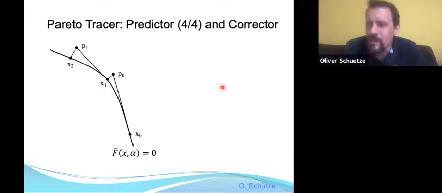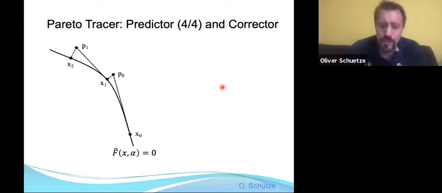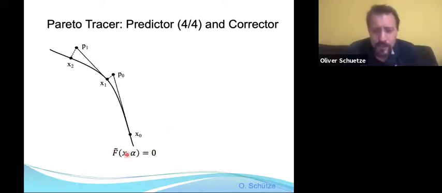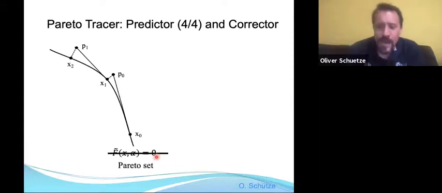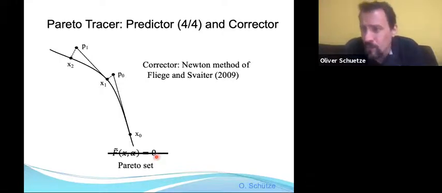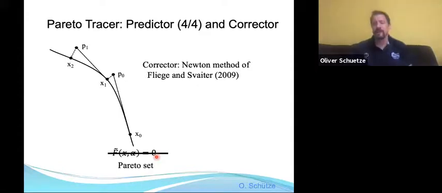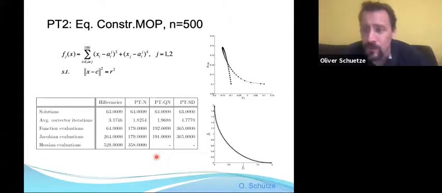So what does it mean? I mean, we are still in the same context of what I explained before. We have a predictor, we have a corrector. But before, Hillermeyer was living in X-alpha space, and now we are living only in X space, right? So we directly have the Pareto set, which really enhances the computational quality of these things. Everything I explained now is the predictor, and as a corrector, we use the Newton method of Fliege and Svaiter with some adaptation, but it's basically this method.